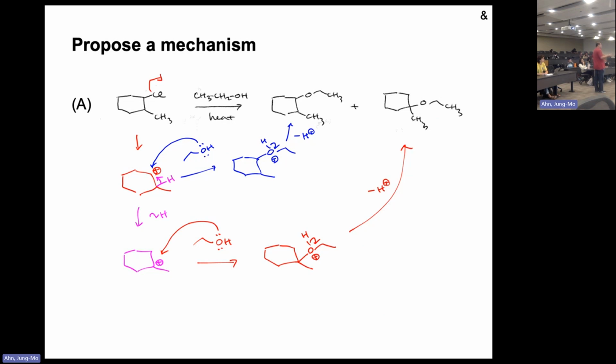The majority will go through here to get more stabilized, and then eventually it will get there. So I would say that this will be the major product because it comes from the more stable carbocation rearrangement. It takes time, but it can be fast enough to happen before the capture by the solvent. So that is the reason why I think that is the major product.